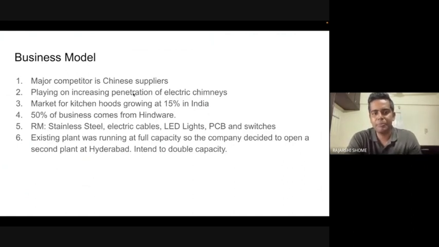So playing on the increasing penetration of electric chimneys going forward, say 5 years, 10 years down the line, when these new gated societies come up, people are moving more and more towards modular kitchens. Nobody is moving backwards. So this is also a play on premiumization, right? When we did premiumization workshops before, with Ethos and Sula and all this Metro and all, you would also see that electric chimneys are expensive items. So going forward, more and more kitchens in India would have electric chimneys. That's what they're saying: the market for kitchen hoods is growing at 15% in India.